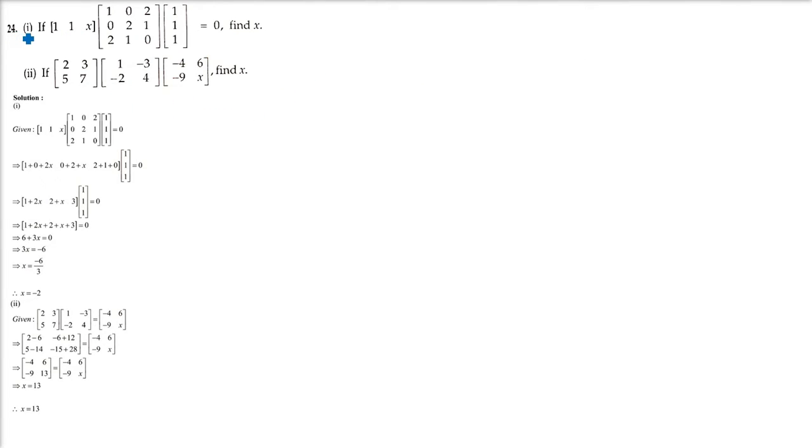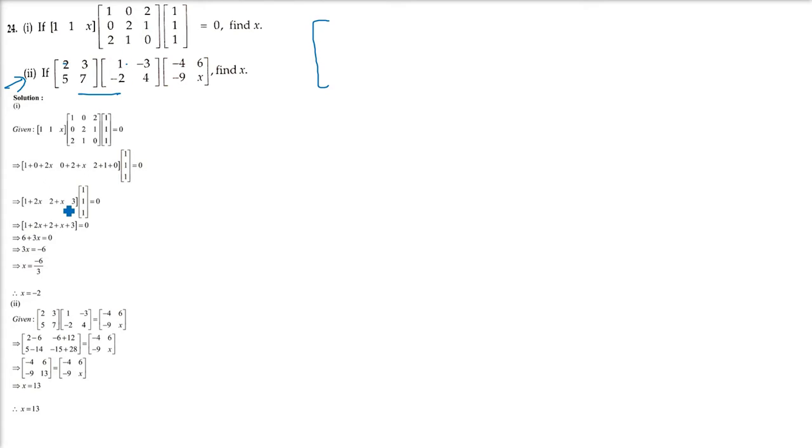So we have this question number 24. The first one and second one are exactly the same. How do we do it? Do we do both of them, or let us see one of them so that you have an idea how to solve this kind of question. We just have to do the matrix multiplication.